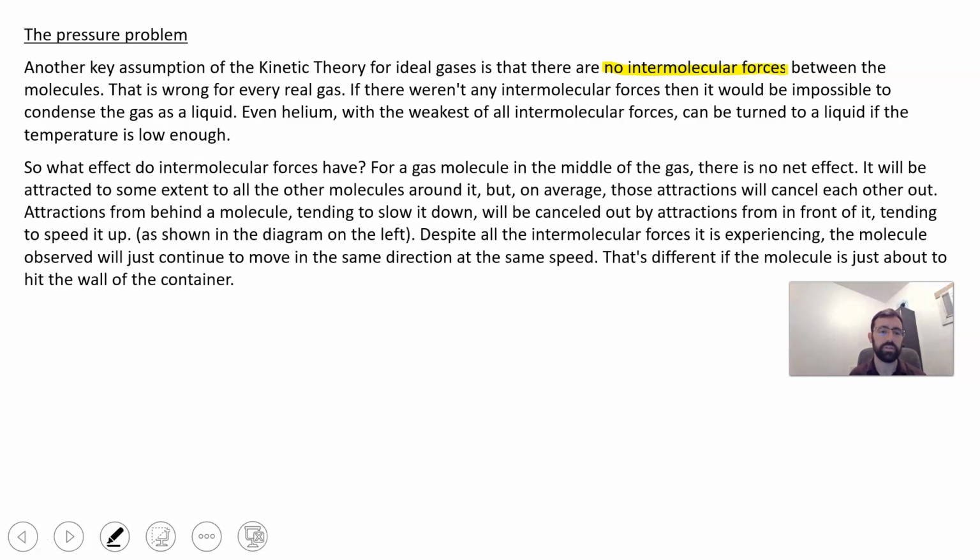So what effect do the intermolecular forces have? It's kind of hard to understand at first, because for a gas molecule in the middle of the gas, there is no net effect. It will be attracted to some extent to all of the other molecules around it, but on average, those attractions will cancel each other out. You'll have attractions from behind a molecule tending to slow it down, and they'll be canceled out by attractions in front of it tending to speed it up. That's shown on the diagram on the left below.